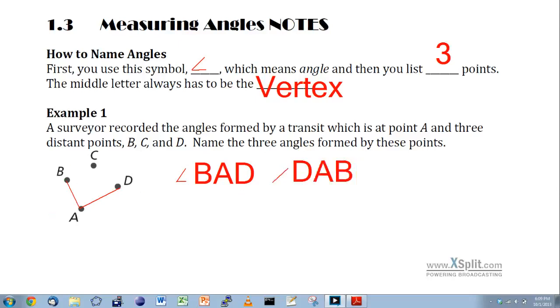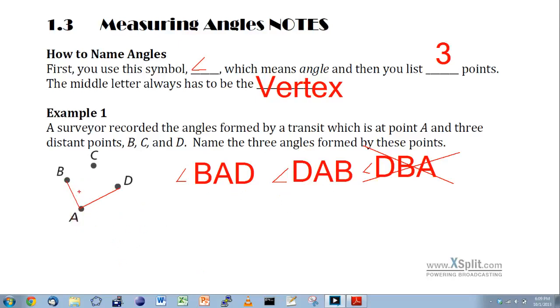Do note that I cannot name this angle, let's say, DBA, even though we're using the same set of letters. DBA would look more like this, from D to B to A. It's a completely different angle from our B to A to D angle. Critical is that the letter A is in the middle, and it's the vertex.